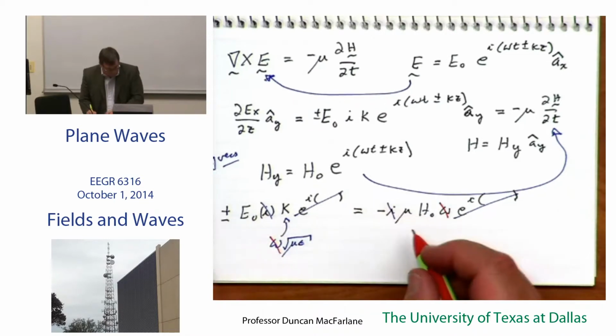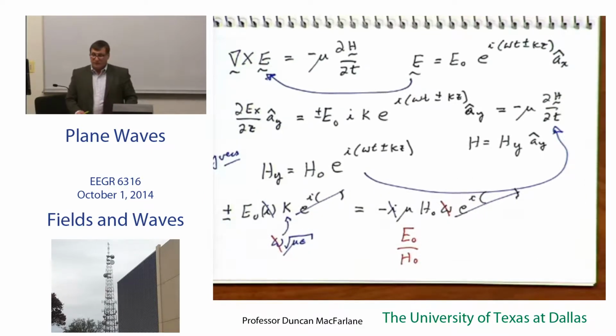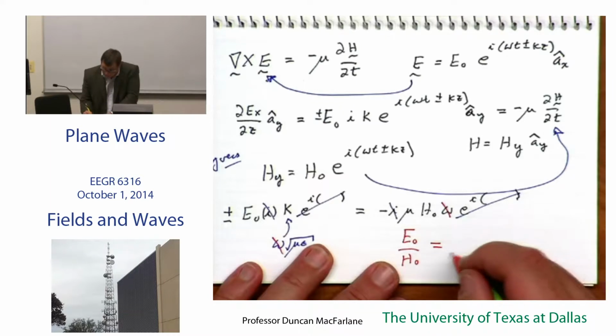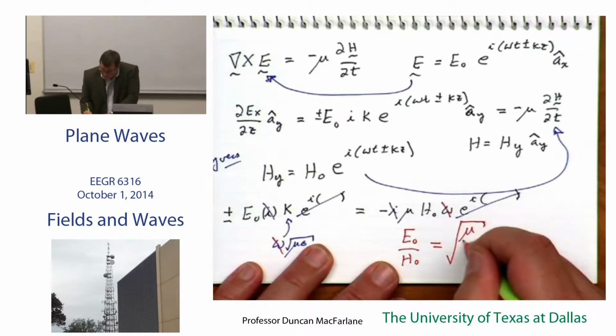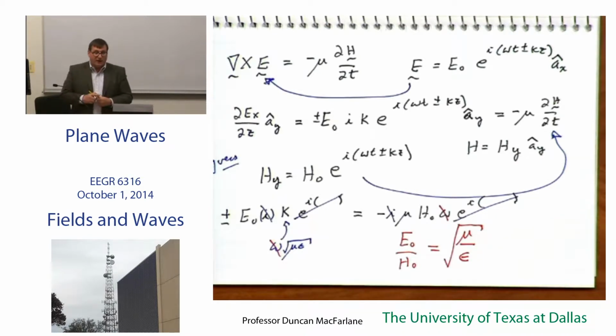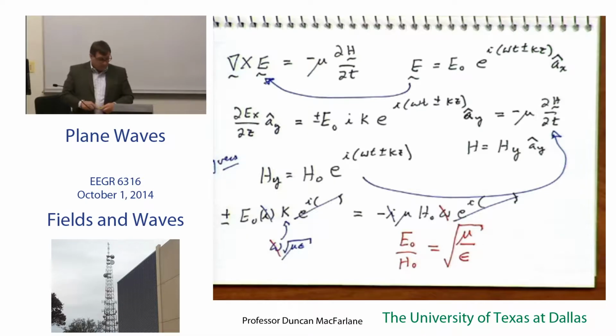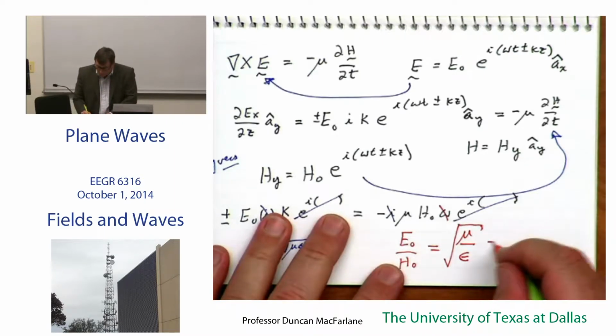And I can write the ratio of E naught over H naught. And that gives me the square root of, it gives me my material parameters, but written in a slightly different manner. Okay. So mu over epsilon, that's henries per meter divided by farads per meter. The per meters cancel. So this is like the square root of L over C. And the square root of L over C has units of ohms.